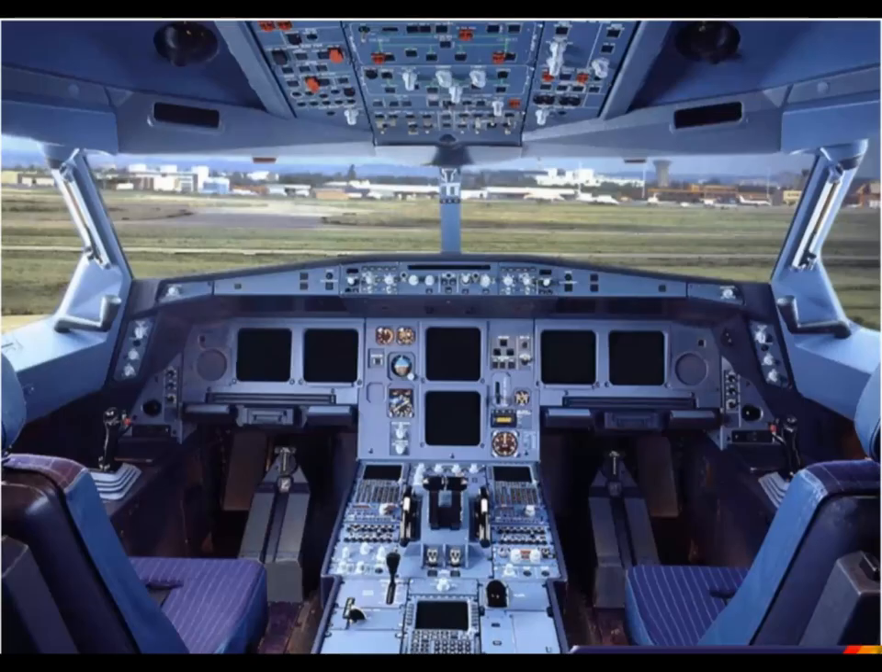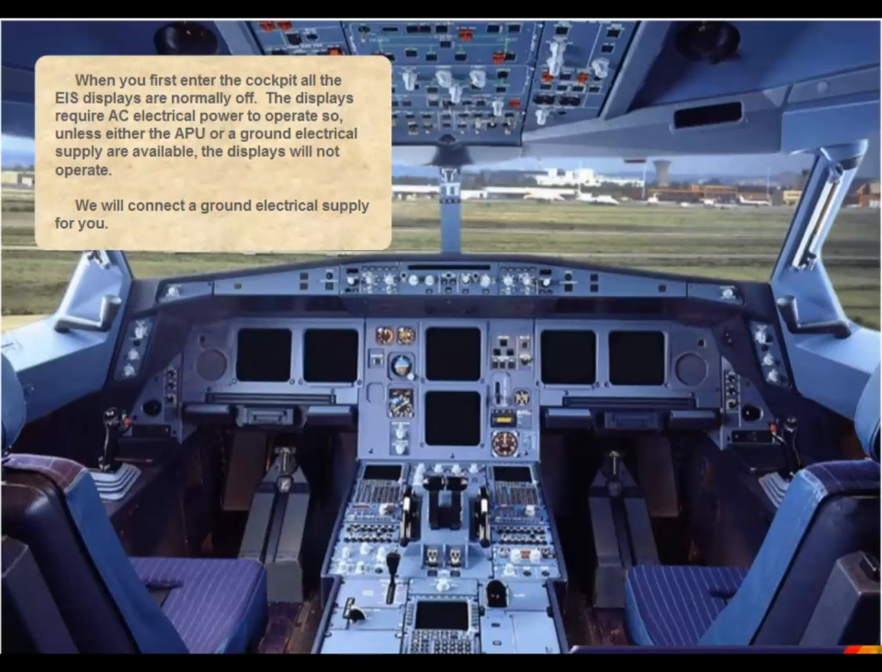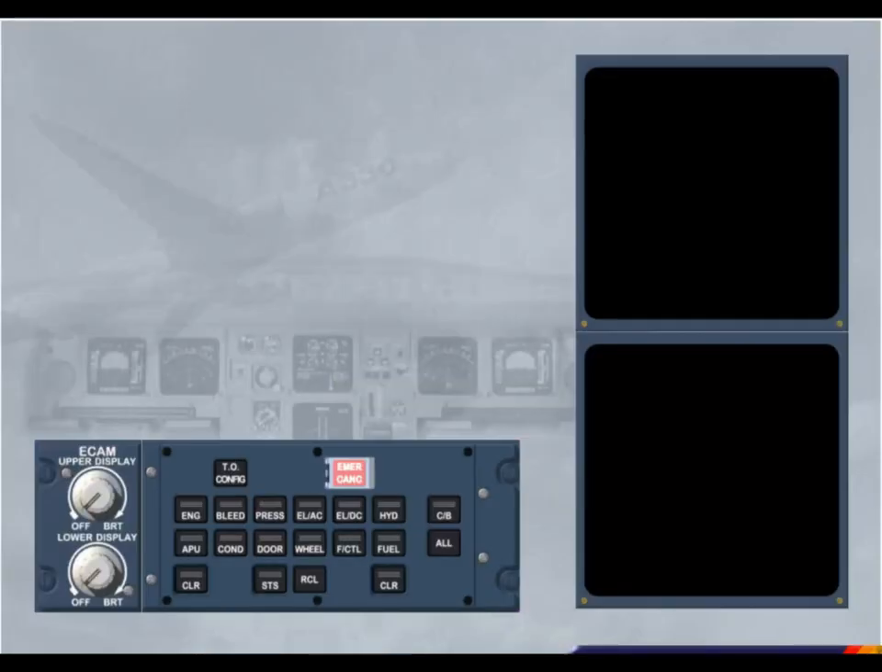When you first enter the cockpit, all the EIS displays are normally off. The displays require alternating current electrical power to operate, so, unless either the APU or a ground electrical supply are available, the displays will not operate. We will connect a ground electrical supply for you. Normally, the ECAM screens are switched on in the following order: upper, then lower. For training purposes, let's switch them on in reverse order to see what happens. Switch on the lower ECAM display.